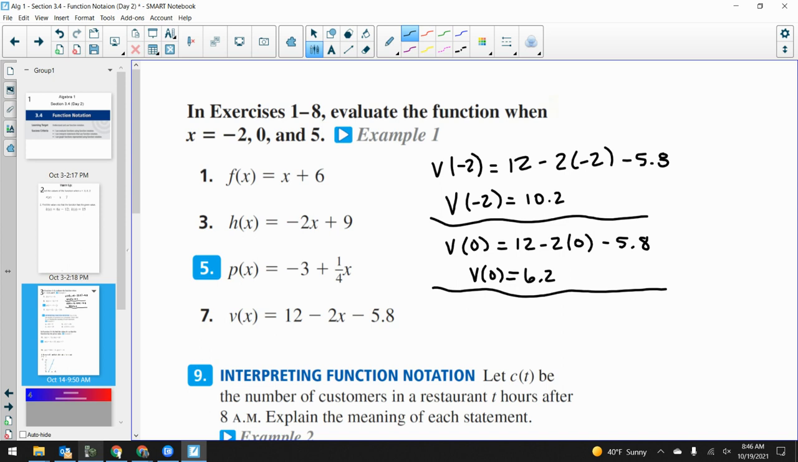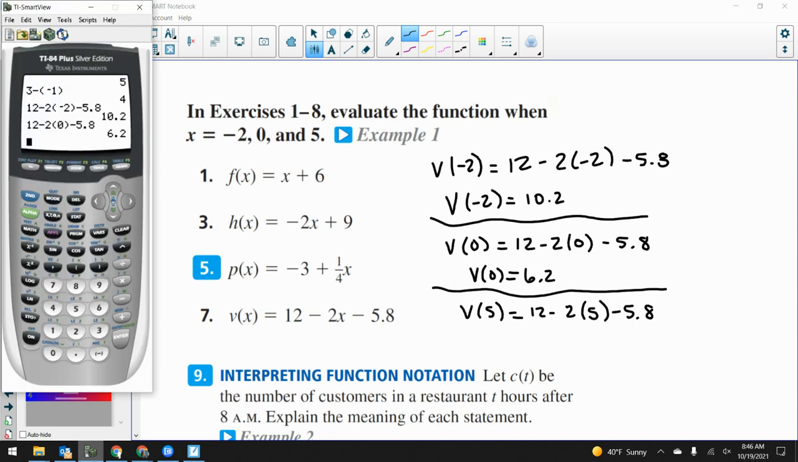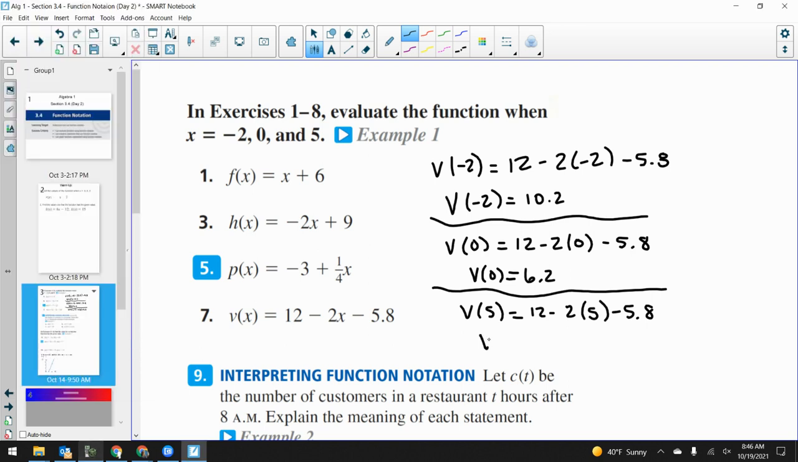And then lastly, I'm going to do v of 5. So 12 minus 2 times 5 minus 5.8. See, all I'm doing is just plugging in values and running numbers. It's not difficult. It just takes a little bit of time. I sometimes feel like you guys are a little impatient rather than it being difficult. There we go. That's what's good. -3.8. So v of 5 is -3.8.